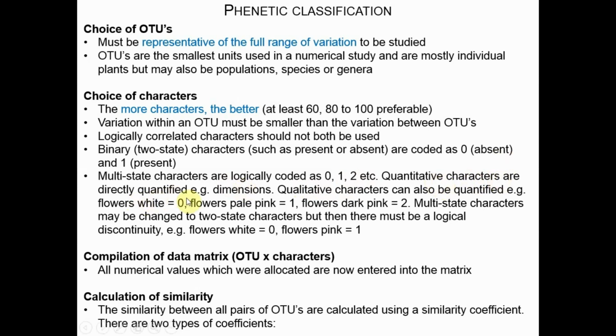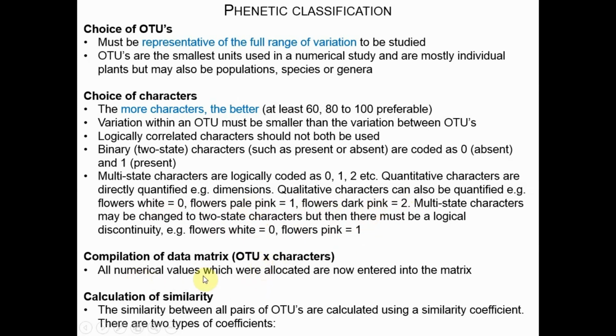Quantitative characters are directly quantified, so dimensions, if you measure the length of the leaves or those kinds of things. Qualitative characters can also be quantified, but it can be done in different ways. So flowers white versus flowers pink, pale pink or dark pink. We can also convert multi-state characters to two-state characters. So if we take this example, we can just have flowers white versus flowers pink. It doesn't matter in some cases whether it's pale pink or dark pink.